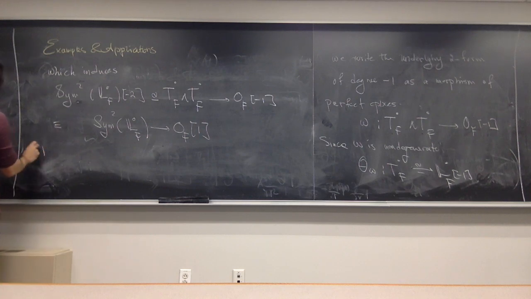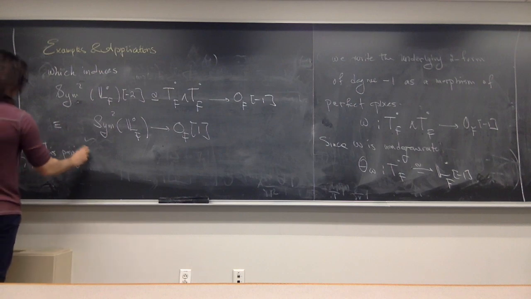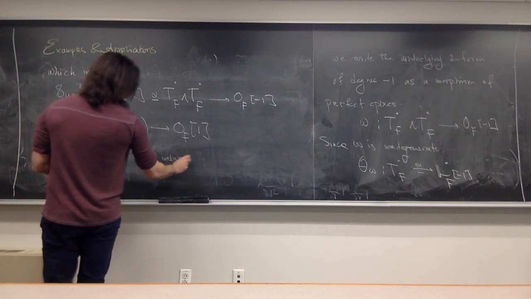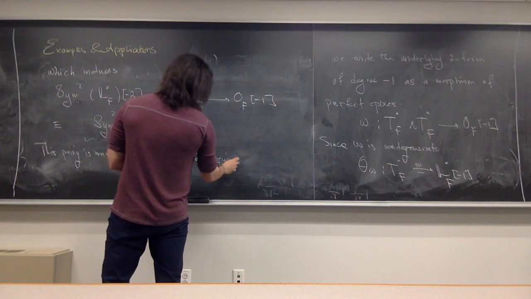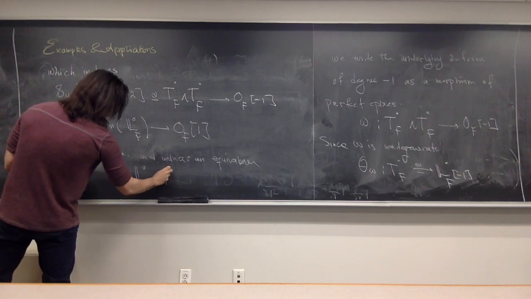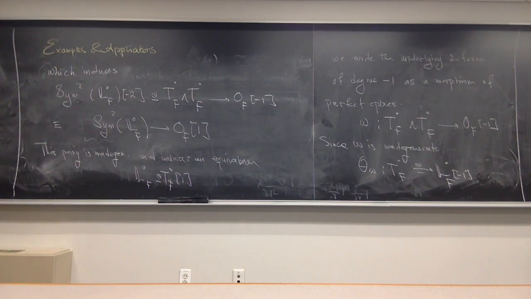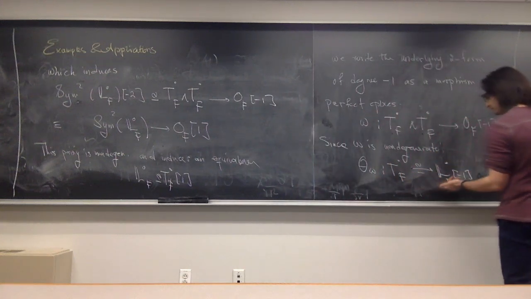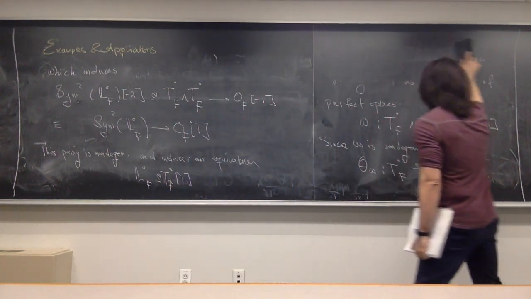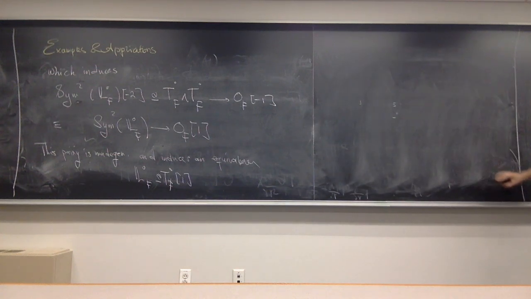This pairing is non-degenerate and induces an isomorphism, an equivalence, between L dot of F and T dot of F shifted by 1. This is just a dual of that thing. If you dualize this, it becomes L dot of F; you dualize this one, T dot of F shifted by 1. Or you can just go in the opposite direction.